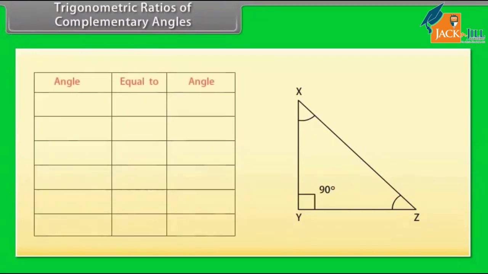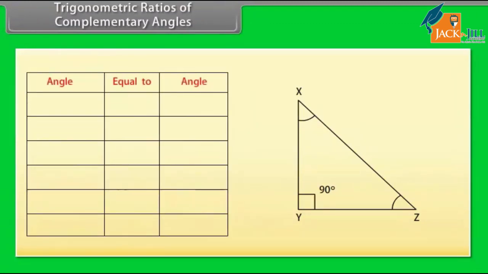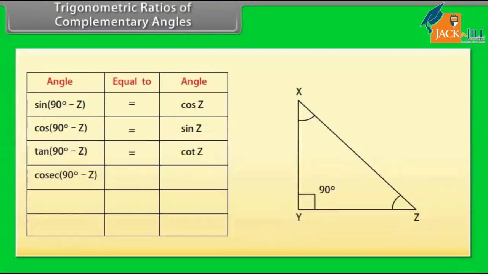Let us first compile our observation and then use it to solve questions. Sin 90 degrees minus Z is equal to cos Z. Cos 90 degrees minus Z is equal to sin Z. Tan 90 degrees minus Z is equal to cot Z. Cosec 90 degrees minus Z is equal to sec Z. Sec 90 degrees minus Z is equal to cosec Z. Cot 90 degrees minus Z is equal to tan Z.